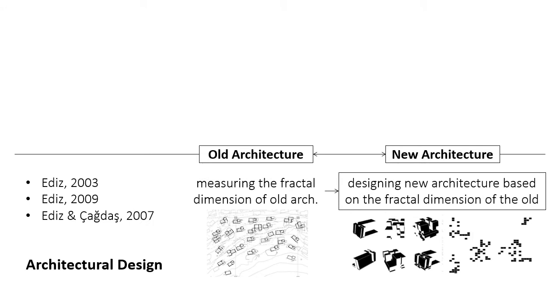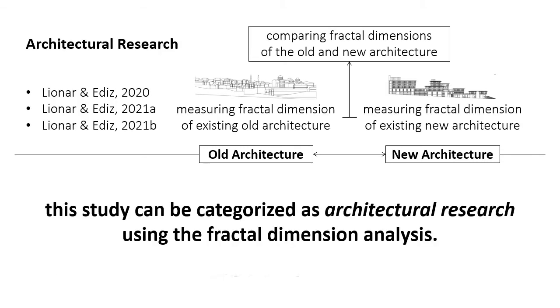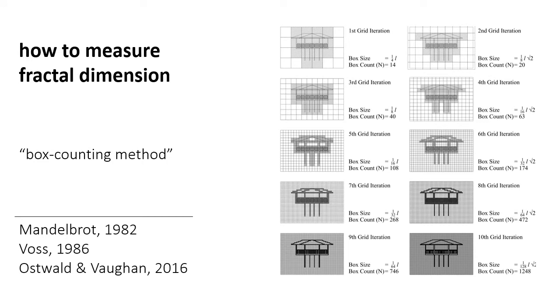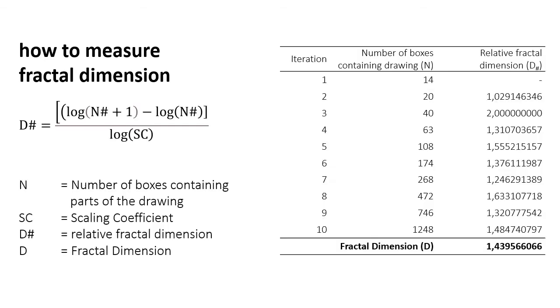The second alternative is calculating the fractal dimension of the old architecture and designing new architecture so that the fractal dimension of the new architecture will be the same or similar to that of the old architecture. This is more common in architectural design. In this context, this study can be considered in the category of architectural research, which uses fractal dimension analysis. To measure fractal dimension, a procedure called the box counting method was used. This procedure combines graphic and mathematical steps to calculate fractal dimension.